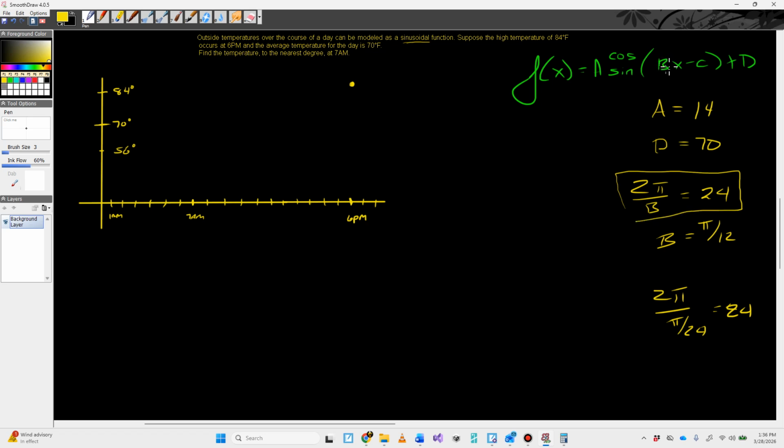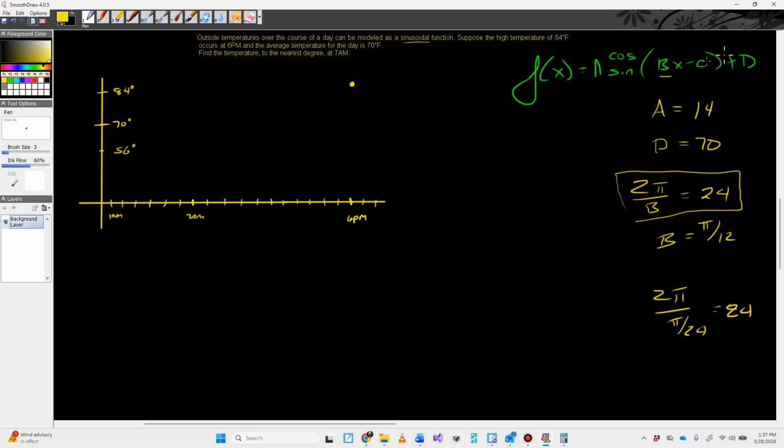We know that whatever value B is, if we take 2 pi and divide it by that value, we would get the value 24. And that's what we know we need as a period. We might not know what the period is, but we have the value B, so we can get the period by dividing the value B into 2 pi. Or if we already know the period, then we can just solve for B, whatever's supposed to go here. So now we know what B is. B is pi over 12.